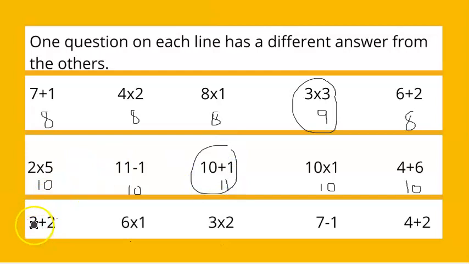Next, 3 plus 2 is 5. 6 times 1 is 6. 3 times 2 is 6. 7 minus 1, 6. 4 plus 2, 6. So the odd one out here is 3 plus 2.